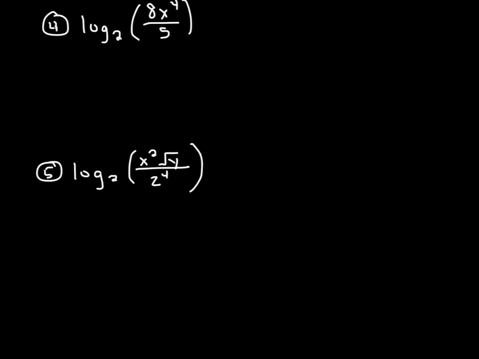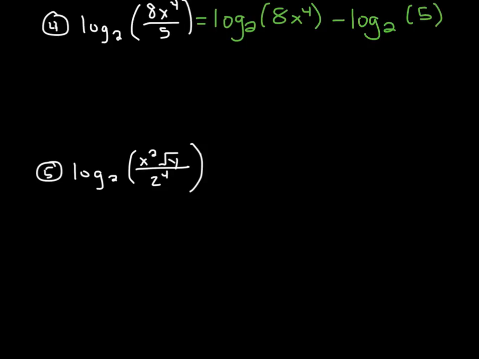All right, so let's take a look at some examples that incorporate all of the rules that we learned about today. So in number 4, first thing you could see is we have the 8x to the 4th being divided by the 5. So if we want to take this log expression and expand it, we can first separate it into 2 log expressions separated by a subtraction sign because of our division here. So we could first rewrite this as log to the base 2 of 8x to the 4th minus log to the base 2 of 5.